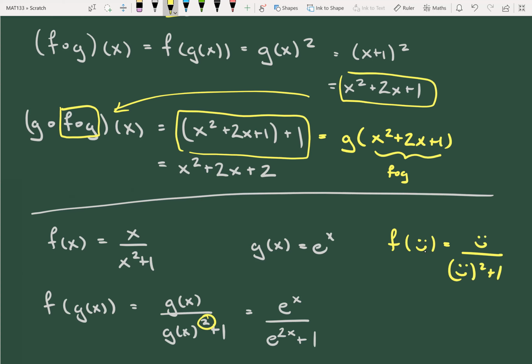So f compose g of x is f of g of x, right? F compose g of x means that you plug g of x into f, right? You actually take g and you plug it into f of x.